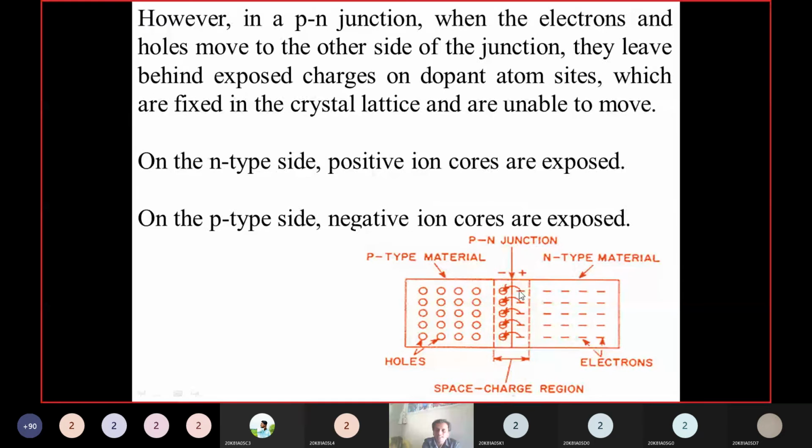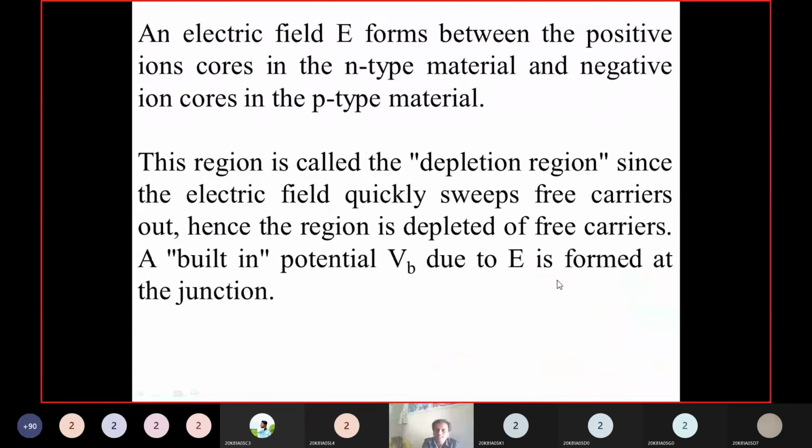Now, since the electric field quickly sweeps free carriers out, the region is depleted of free carriers. A built-in potential VB due to E is formed at the junction. So what happened here? An electric field will be developed.